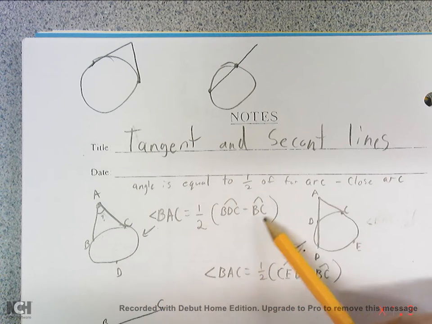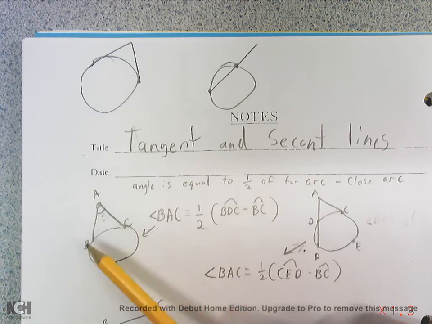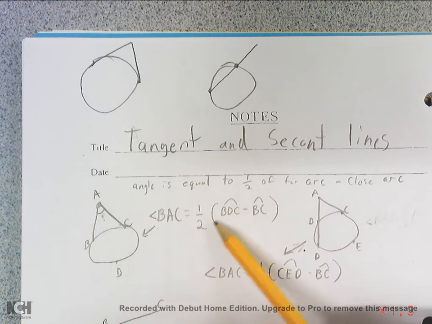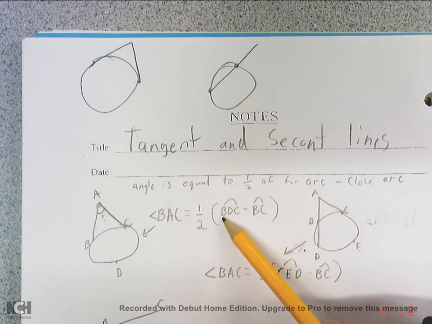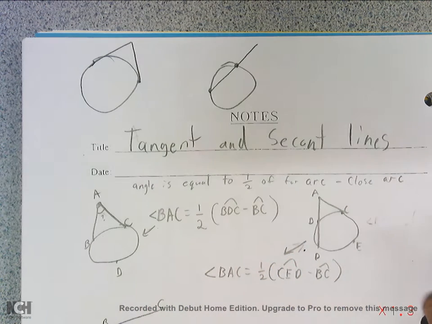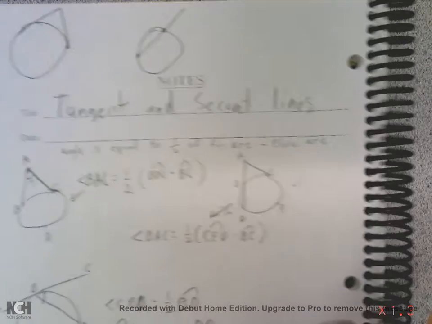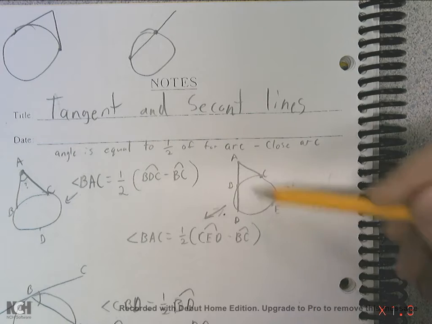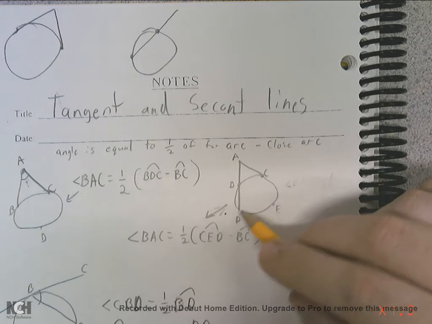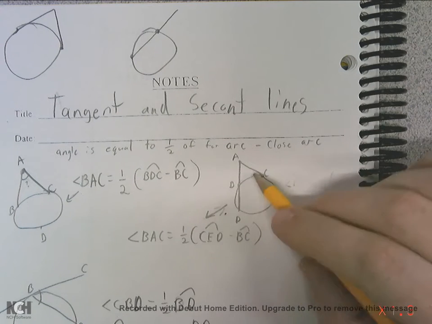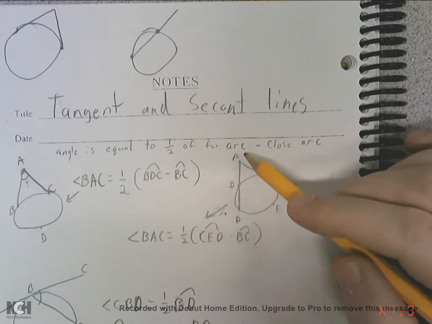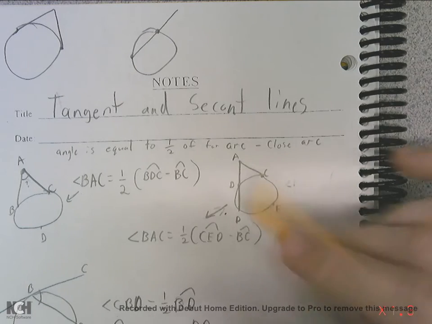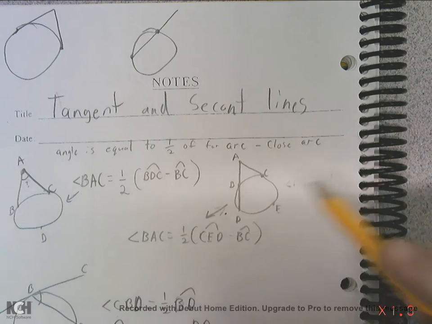So if we wanted to see the formula for this circle, it would be right here. The angle BAC would equal 1/2 of the major arc BDC minus the minor arc BC. Same idea if one of them is a secant line. So if we have a secant line, or if they were both secant lines, it's still going to be the far arc minus the near arc.